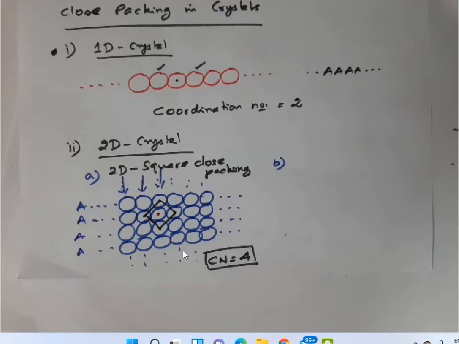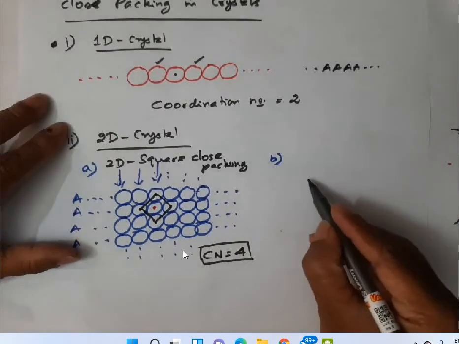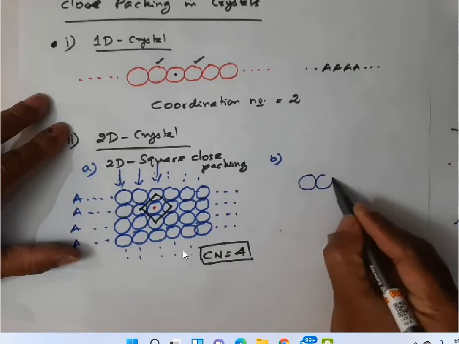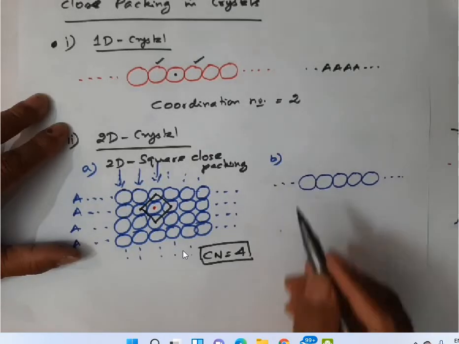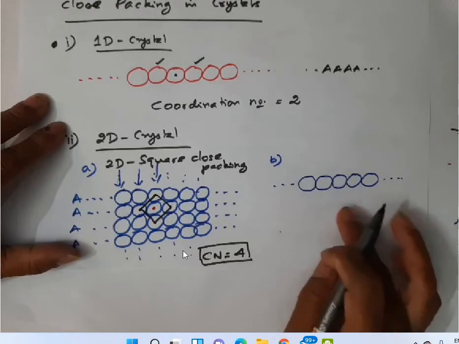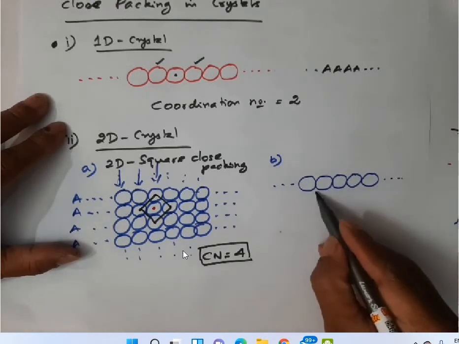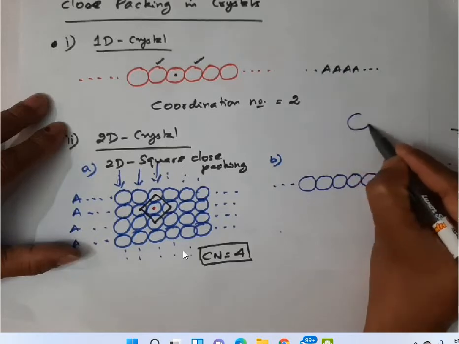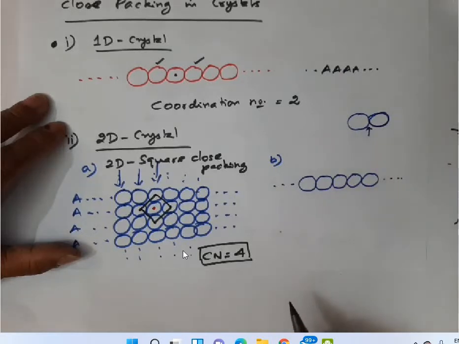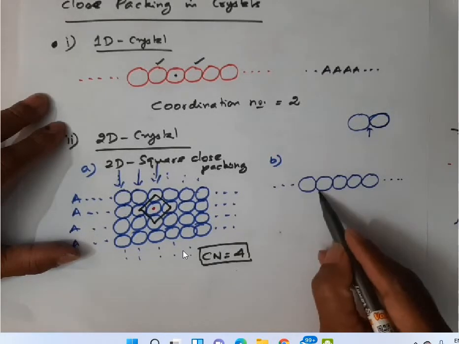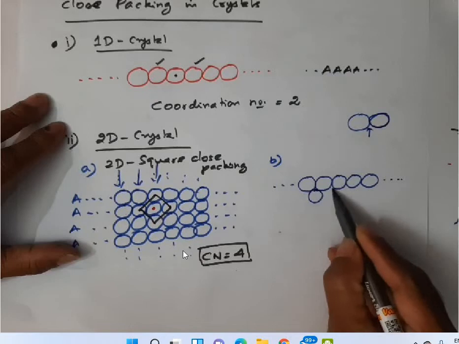Right. Now let me show you another arrangement here. What is the other arrangement? Let me write here. See, suppose I take the first row of atoms like this. This is the first row. Now I'm going to place the second row in such a manner that I place the atoms in the depressions. Students, see here. If you place two atoms, two spheres like this, this place, the center, is called a depression. I'm using the word depression. So I'm going to place the second row atoms in the depressions of the first row.